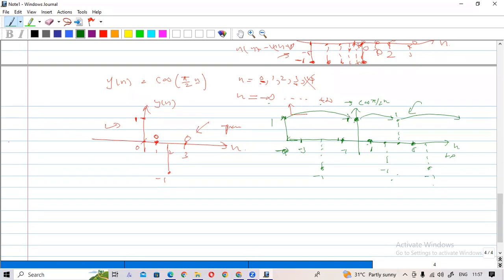So this one is repeated here, this one is repeated here, that one is repeated after some sample value. So what is its period? What is the period of this one?